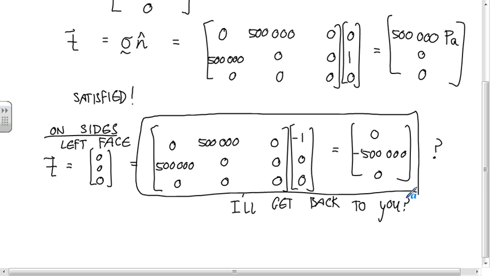So the traction represents the force that's being applied. The traction is like the force vector, or the force per area, that's being applied to that face. So it should be equal to 0, because the only place we're applying a force is to the top. And then at the bottom, there's that reaction force.